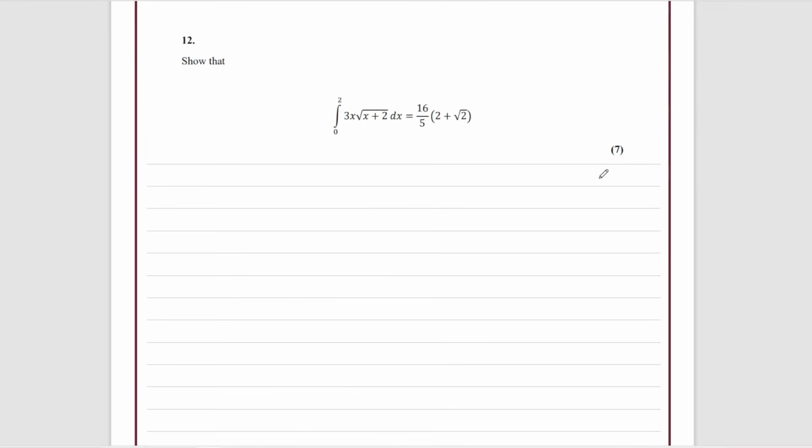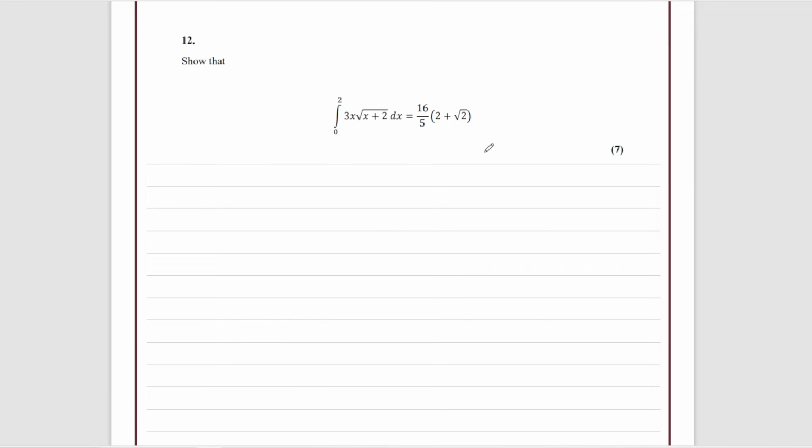Moving on to question 12 now, where it asks us to show that the integral of 3x multiplied by the square root of x plus 2 with respect to x from 0 to 2 is equal to 16 over 5 multiplied by 2 plus root 2. Now, for this integral here, it doesn't tell us what method we need to use. It doesn't say, for example, use integration by parts. It doesn't give us a substitution to use. We're just left to our own devices here. So it's up to you which method you choose to approach this integral with.